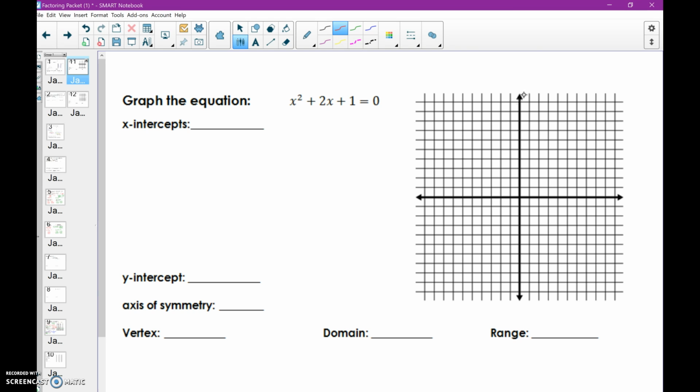Hopefully you've tried that second one now. I'm going to do this third example, and then you'll have the fourth one to do. That's part of your practice assignment. So again, this one, notice there's no intercept form given for us, so we've got to factor it ourselves.